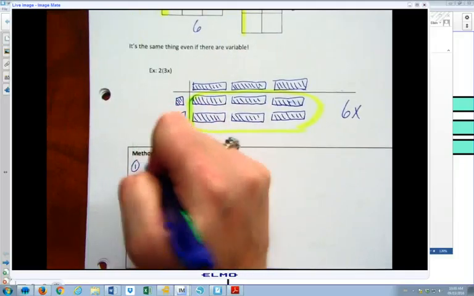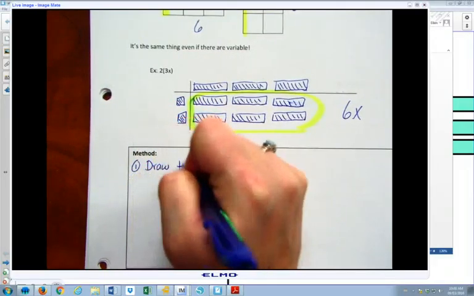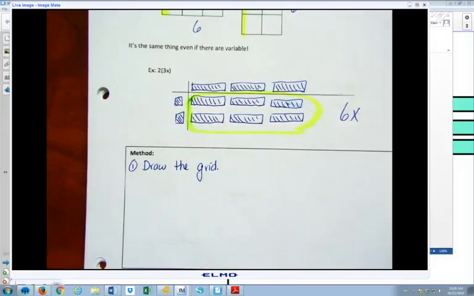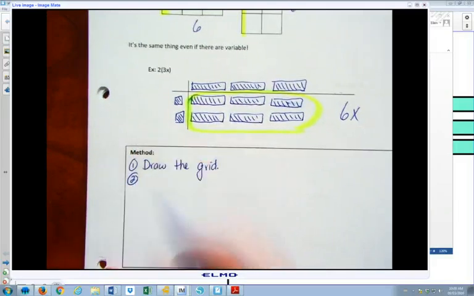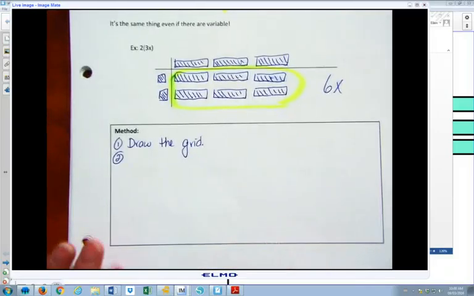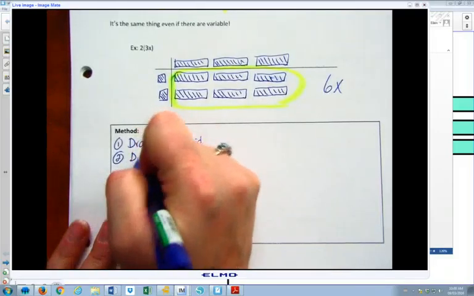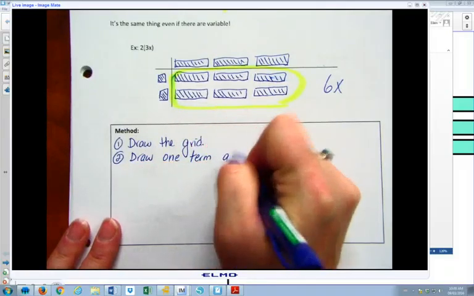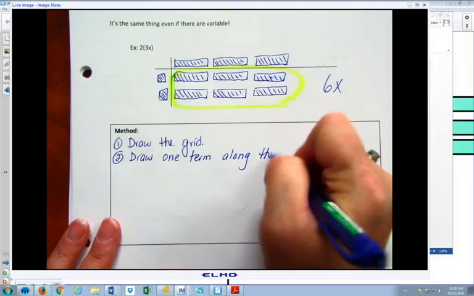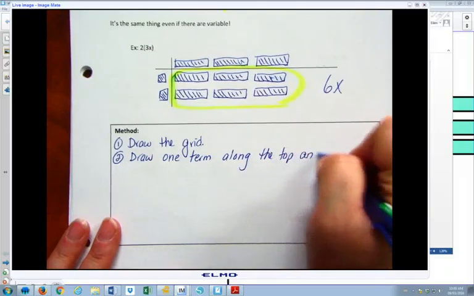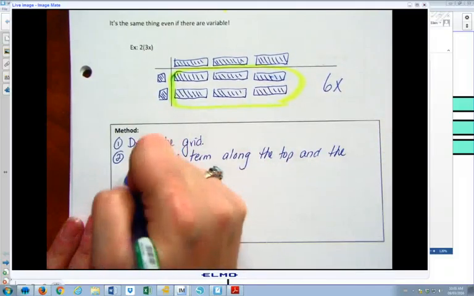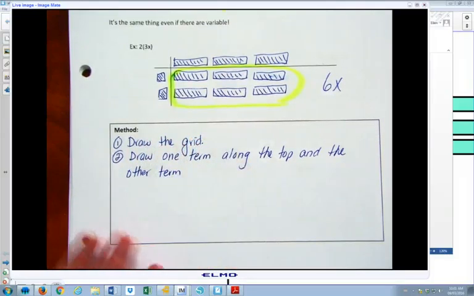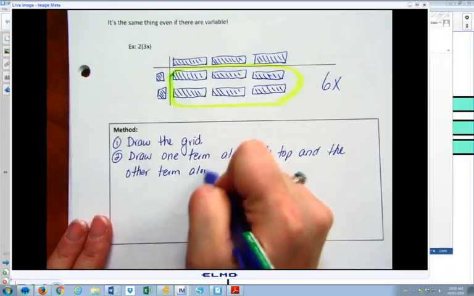Method number 1, draw the grid. Step number 2, draw one term along the top, and the other term along the side. Draw one term along the top and the other term along the side.